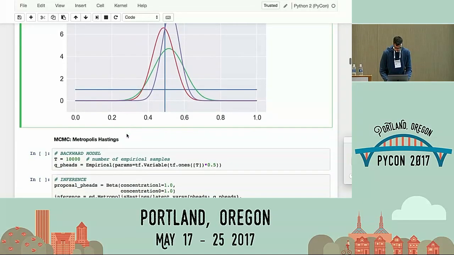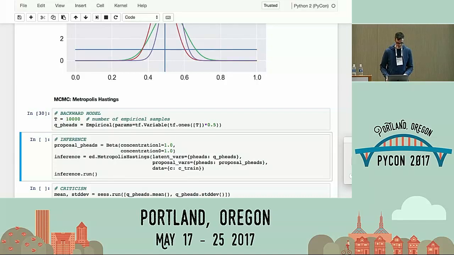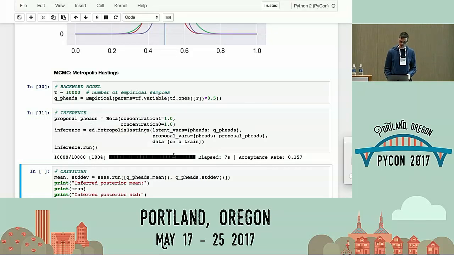So if you switch back to the notebook, then the next thing conveniently is MCMC, Metropolis Hastings. And there's our model, which is just, well, it's nothing. You just say, I want to have a chain that's 10,000 elements long. You have this placeholder, and then you run inference. And there you see is the proposal density, and then there's the call to Metropolis Hastings class. You run it, you get a nice progress bar, it takes 7 seconds on this laptop, and you're done. You have 10,000 samples.